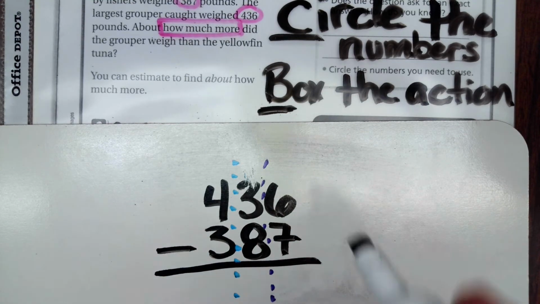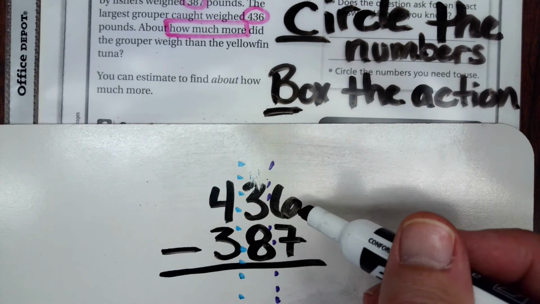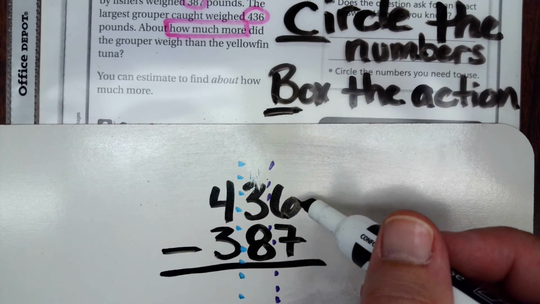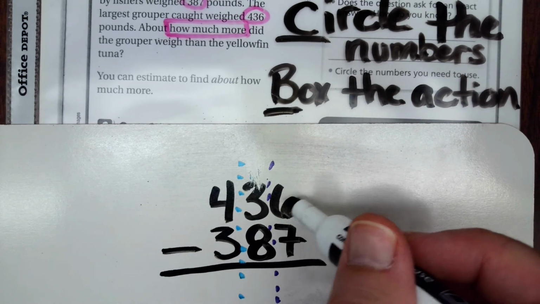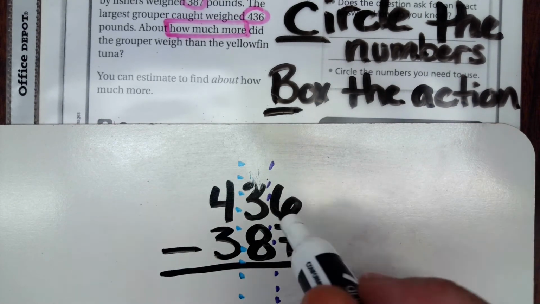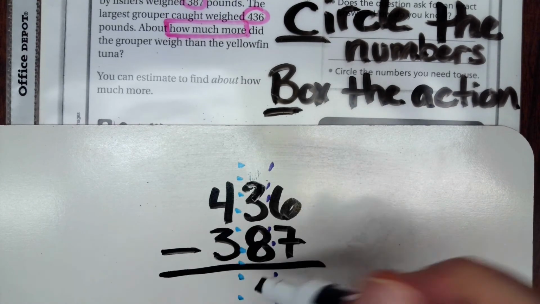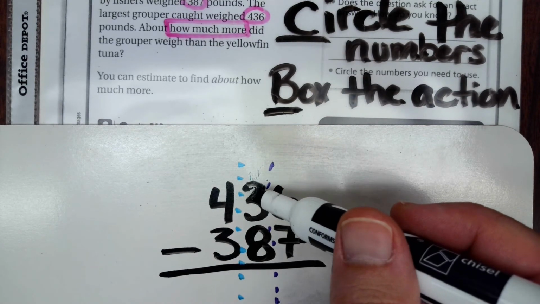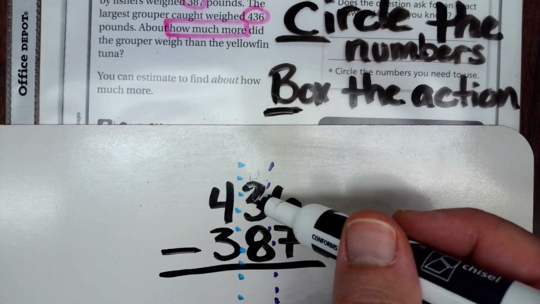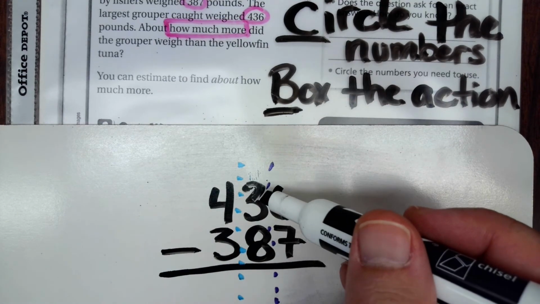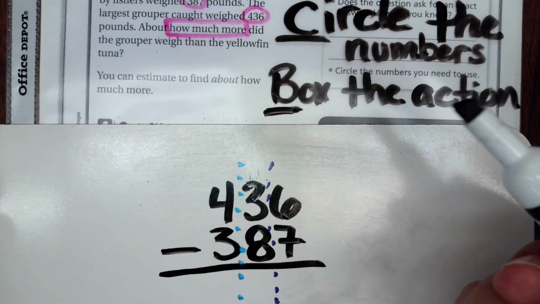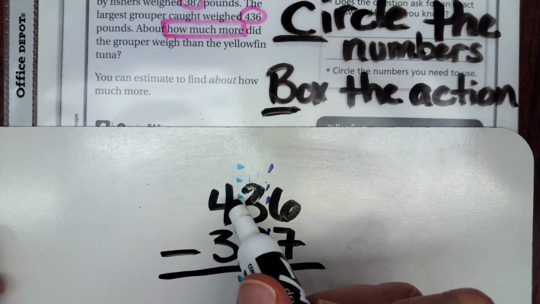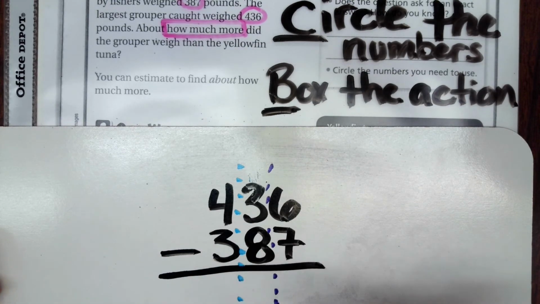So I look at my ones place and I think to myself, is 6 greater than 7 or less than 7? Because it's less than 7, I can't subtract. So I move to the tens place and look at the number 3. Is 3 greater than 8 or less than 8? It's less than 8, so I have to go over to the hundreds place. And finally, I find one where the number on the top is greater than the number below it. So what we're going to have to do is regroup.